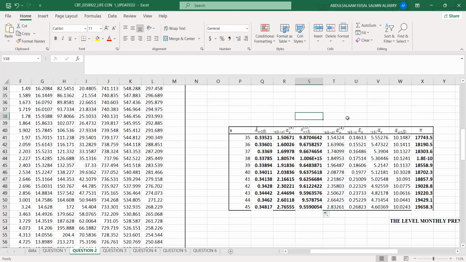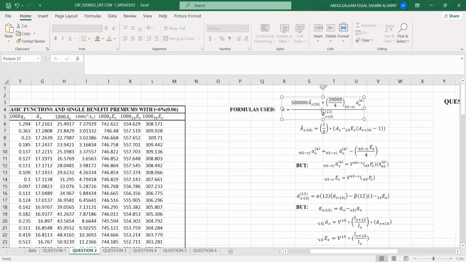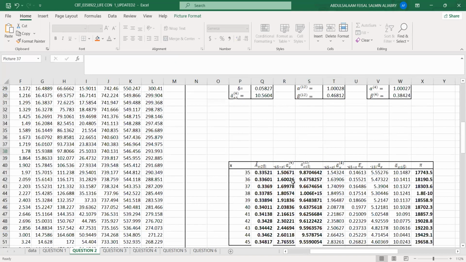Now to finalize, to find the level monthly premium using this calculation, we already got the three main components. So we just find it by using the formula. It's $500,000 multiplied by this one, the continuous endowment insurance, plus 20,000 over 4 multiplied by 65 minus X deferred annuity, divided by temporary life insurance. After that, I just press enter, get these values and drag them all the way down.